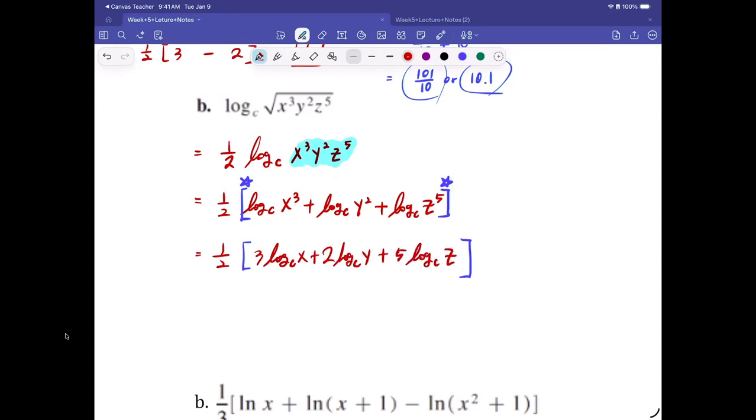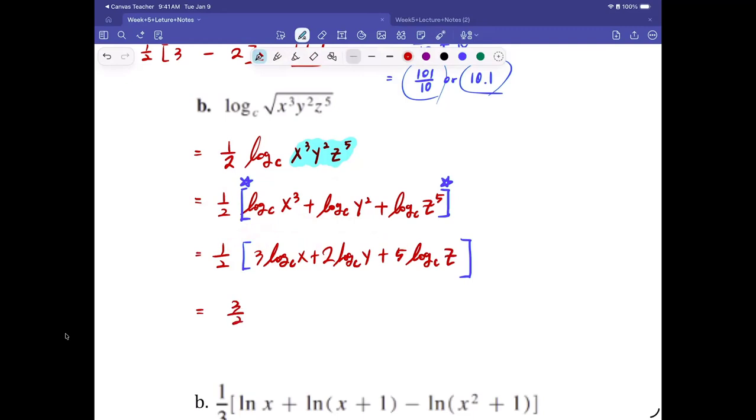So now all the exponents bring to the front. So 3 log base c of x plus 2 log base c of y and plus 5 log base c of z. And then we have to distribute the 1/2 to each term, on where? On the coefficient, right? The number, right there. So 1/2 times 3 and then 2 and 5. Okay. Then this is going to be the final answer.